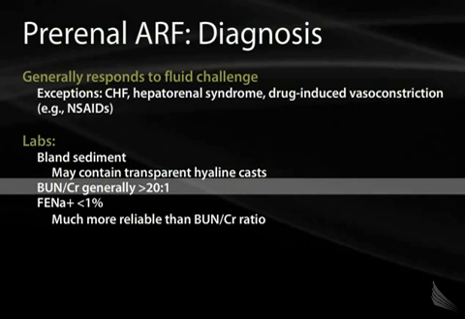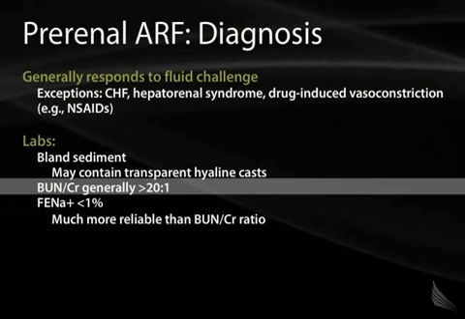The BUN to creatinine ratio in the blood is generally greater than 20:1. This reflects the increased state of ADH activity, which is stimulating urea transport in the collecting duct, increasing urea reabsorption. Thus, the serum urea nitrogen concentration increases in relation to the serum creatinine.